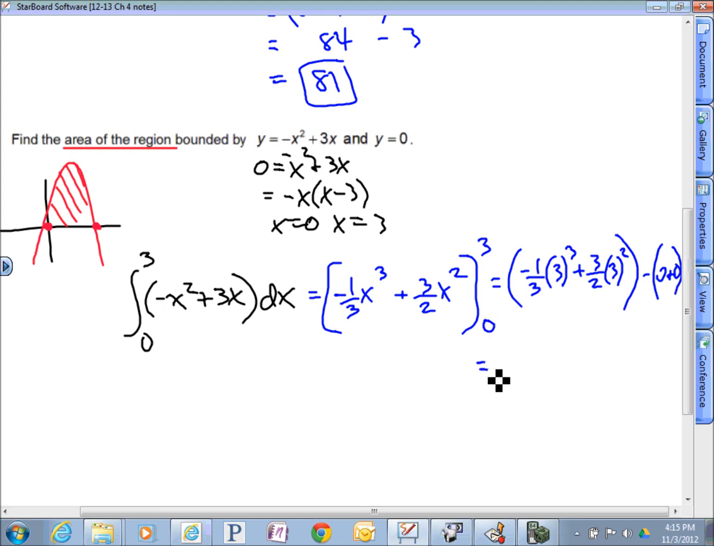And I love plugging in zeros. They don't always turn out 0, but they do a lot. 3 cubed is 27 divided by 3 would be 9 with a negative sign on it. Plus 3 squared is 9, 9 times 3 is 27 divided by 2. 9 would be 18/2, and it's negative. So negative 18/2 plus 27/2 says the area under this curve would be 9/2 square units, whatever our units would happen to be. There's our area under our region using the fundamental theorem of calculus.